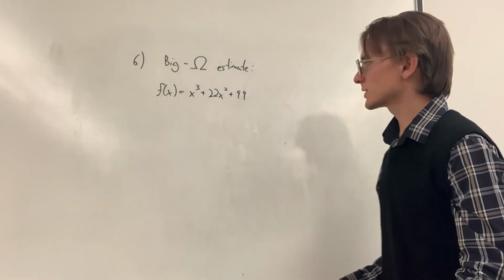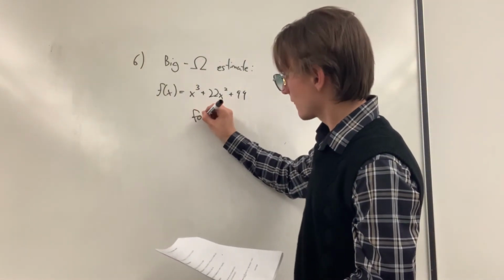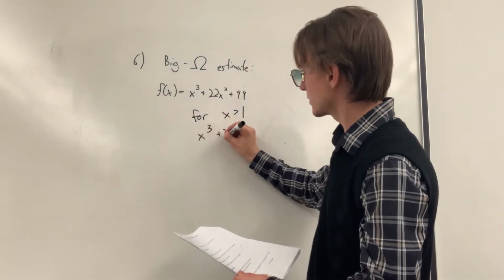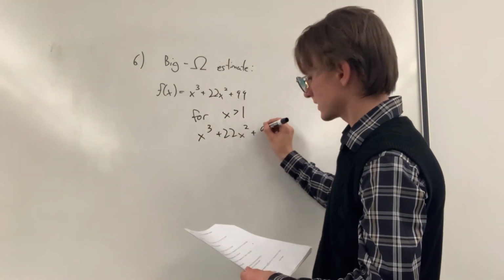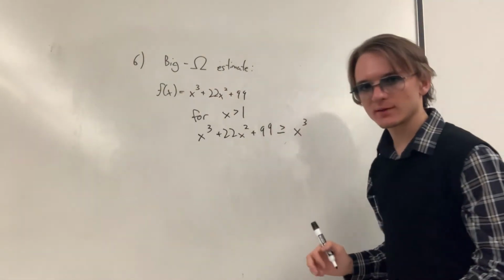X to the power of 3 plus 22x squared plus 99. Well, for x greater than 1, we have x to the power of 3 plus 22x squared plus 99 is greater than or equal to x to the power of 3, right?